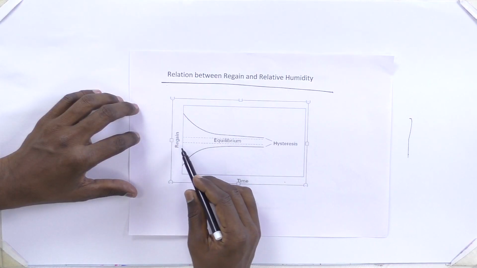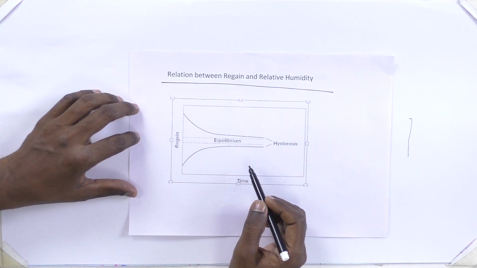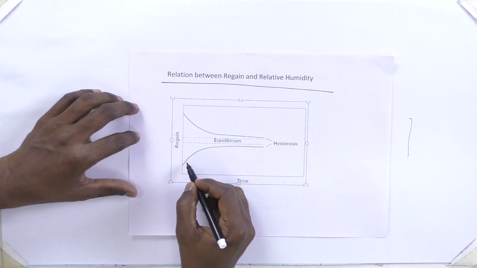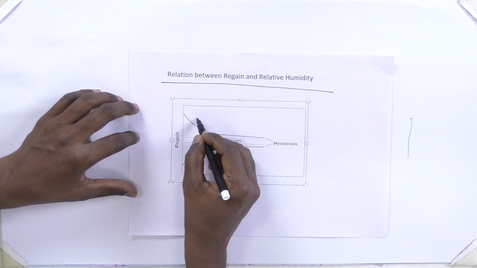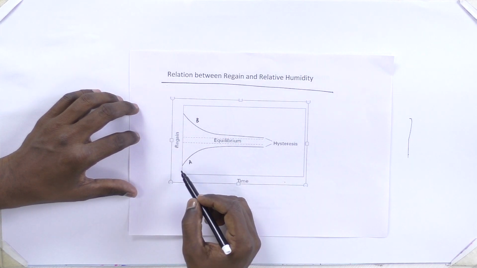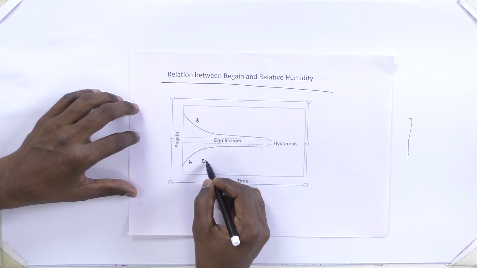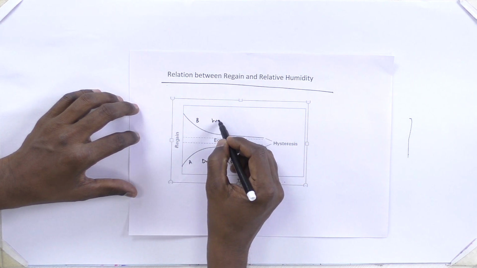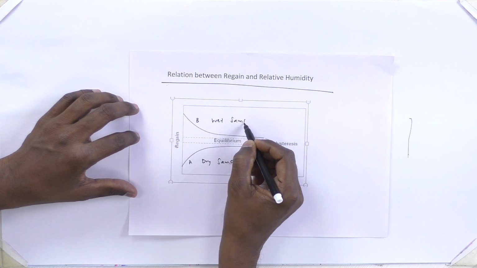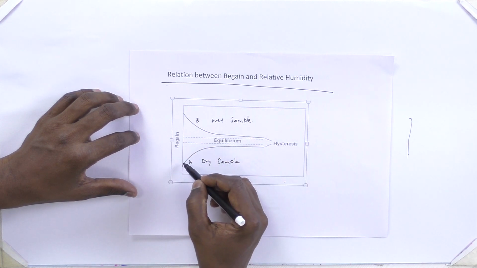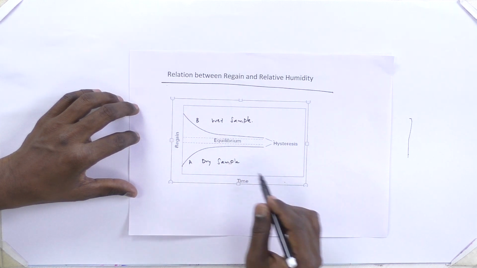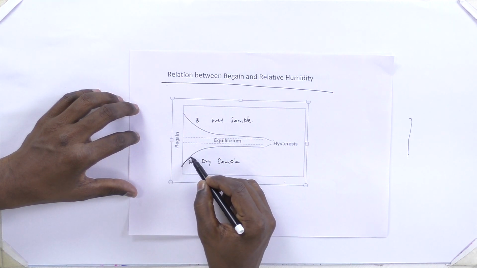This diagram shows the relationship between regain value and relative humidity. How the regain and relative humidity correlate with each other. So take sample A and sample B. Sample A is a dry sample. Sample B is a wet or saturated sample. Both samples are placed in the same atmospheric condition.